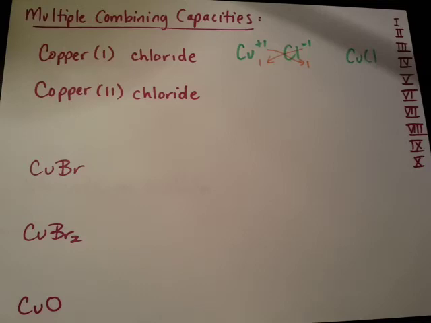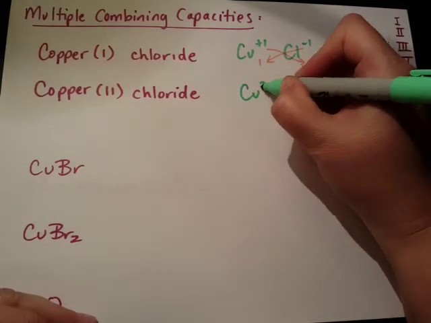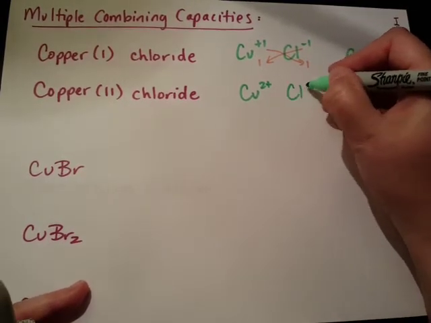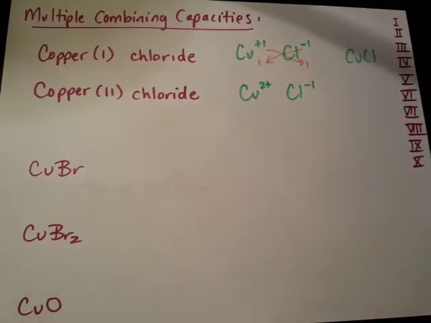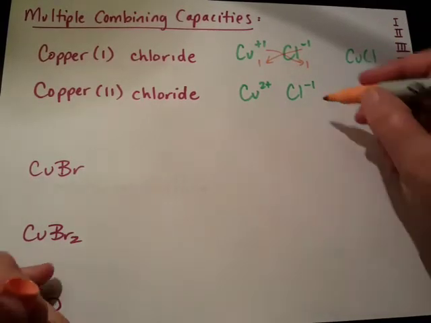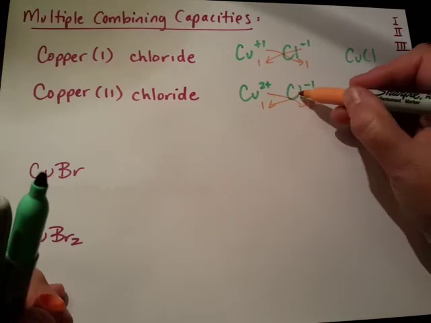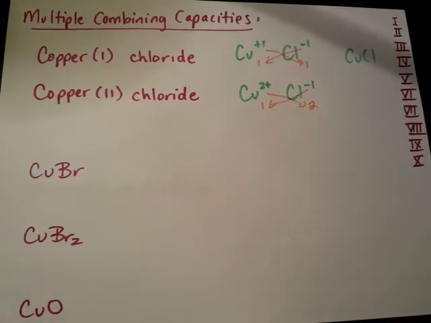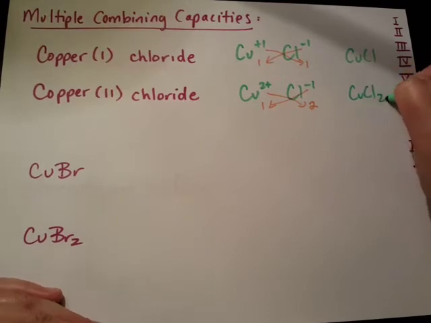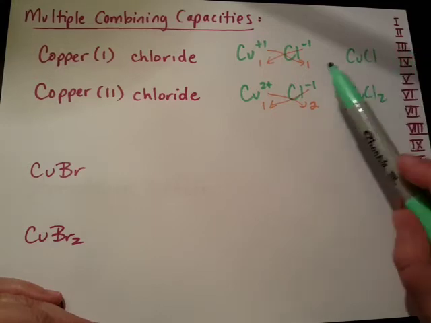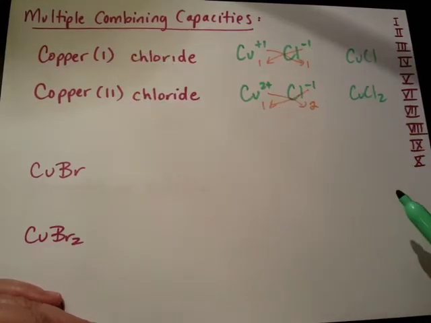Those 1s are just ignored. So the copper 2 ion looks like this. It has the 2+ sign on it. Chlorine is always -1. We can crisscross these, which then this 2 comes down and works on the chlorine there. And so we can see that it has a different formula. Copper 1 chloride is a 1:1 ratio, whereas copper 2 chloride is a 1:2 ratio. So just be really careful about these multiple combining capacities.